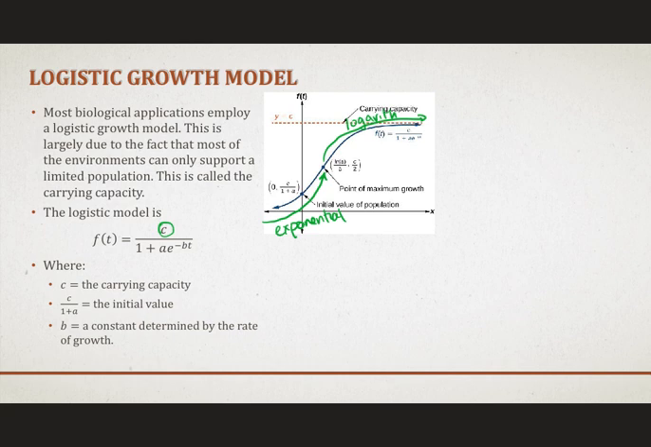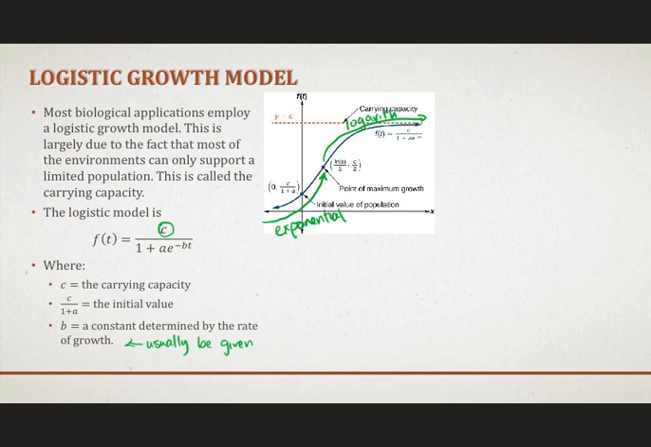Now, if you want the initial value, you're going to have to do a little bit of algebra. You're going to take C over 1 plus A, do a little bit of arithmetic. That will tell you how many you started with. And then B is going to be a constant determined by the rate of growth. Again, just like with the K value, this one will usually be given. And it will depend on what you are growing.